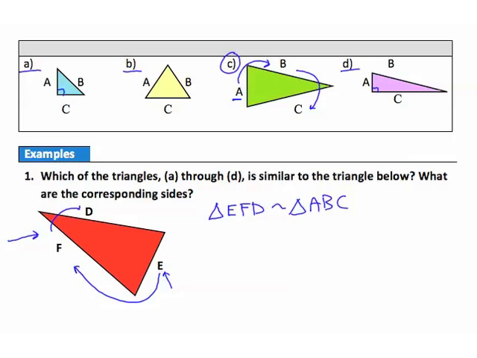Now let's identify the corresponding sides. So E corresponds to A, F corresponds to side B, and D corresponds to side C.